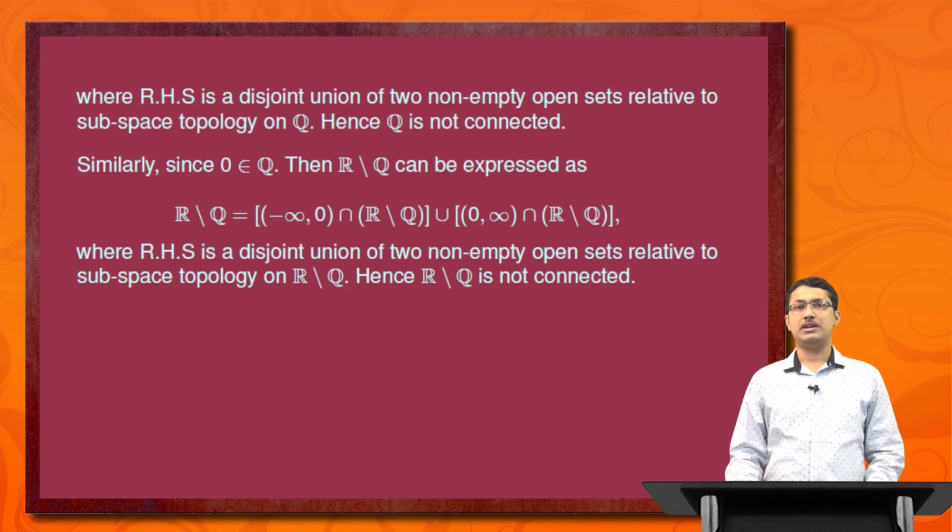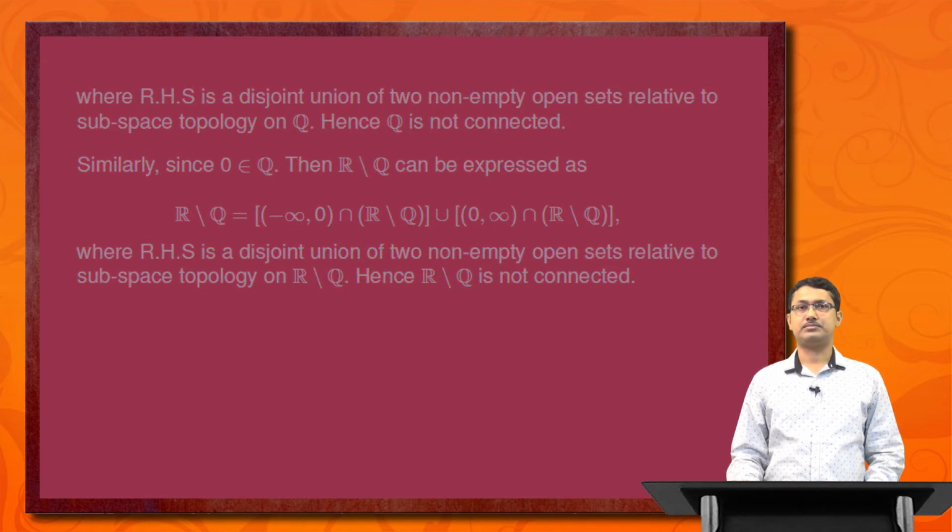So every irrational number can be expressed in two parts. One part is less than 0 and another part is greater than 0. That means R minus Q can be expressed as a disjoint union of two non-empty open sets with respect to the subspace topology or relative topology. So R minus Q is a disconnected set.